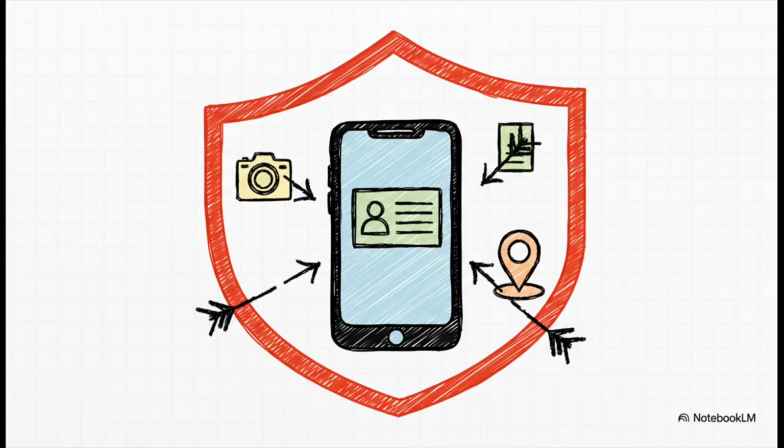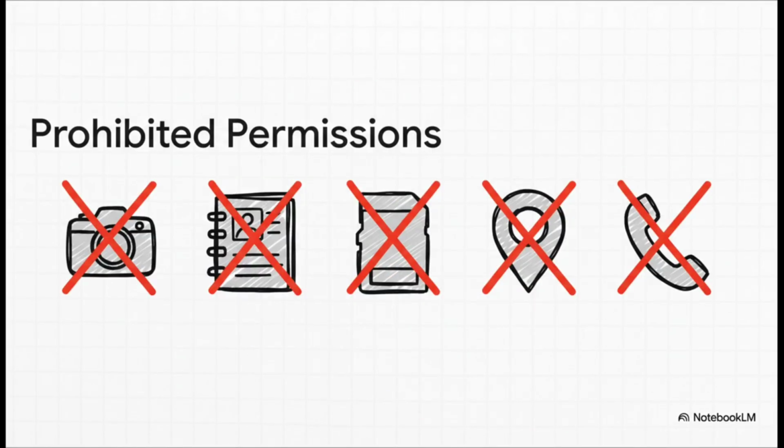But the rules go way beyond just financial transparency, and this is a really crucial point. It's about personal privacy. Google completely forbids these loan apps from getting into the most sensitive parts of a user's phone. I mean, just look at this list. Loan apps are flat out banned from asking for permission to access your photos, your contacts, your storage, your precise location, or your phone numbers. This is a hard and fast rule, and it's all about stopping predatory behavior and data exploitation.